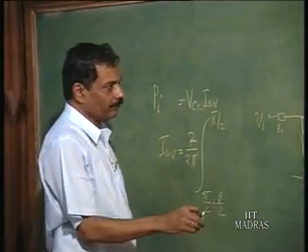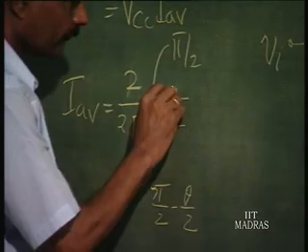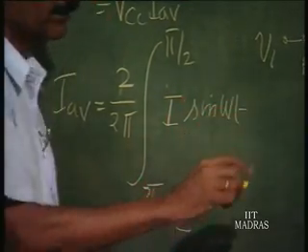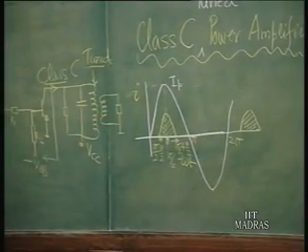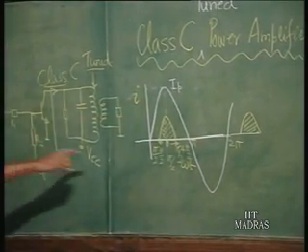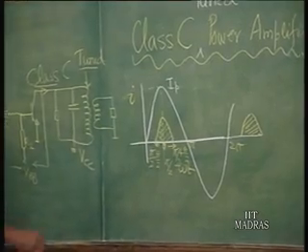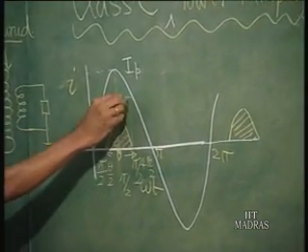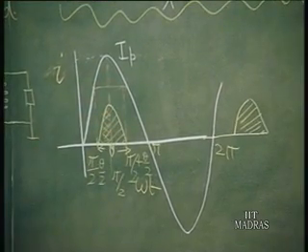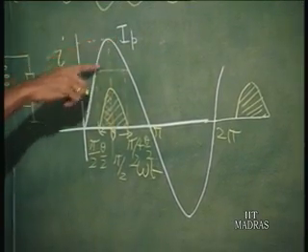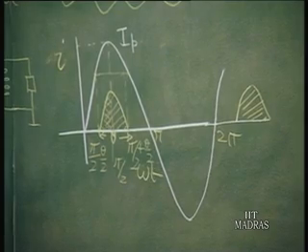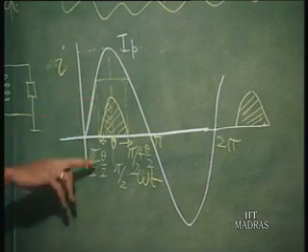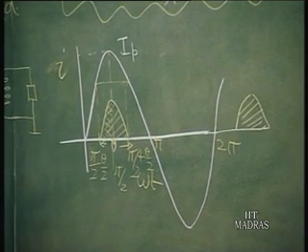So, this waveform is nothing but I p sin omega t, this whole thing is I p sin omega t, minus whatever value is there for this at that point, that has to be subtracted. So, that corresponds to I p, this value is sin of pi by 2 minus theta by 2.